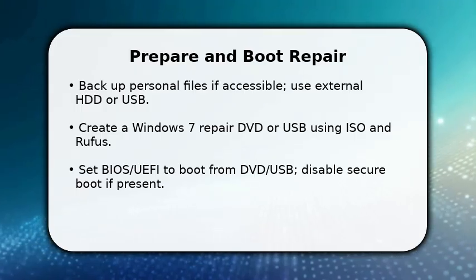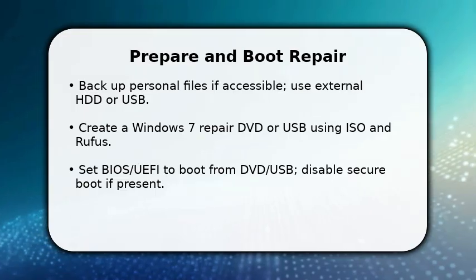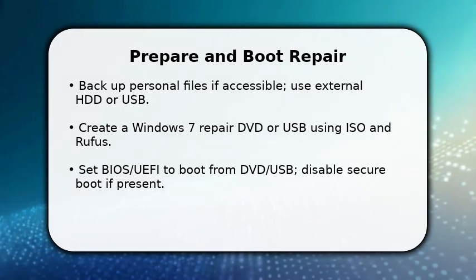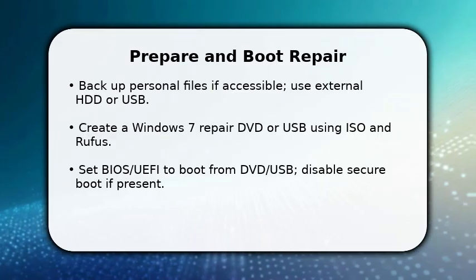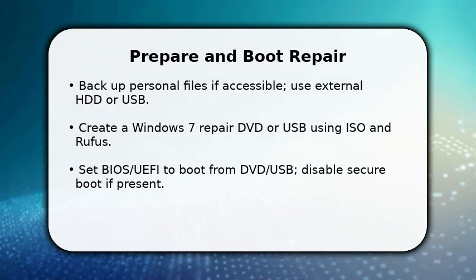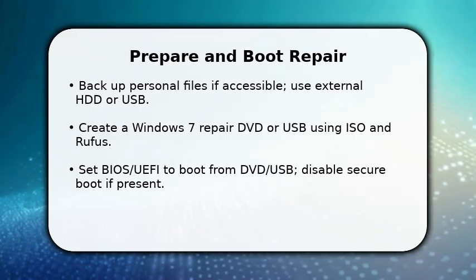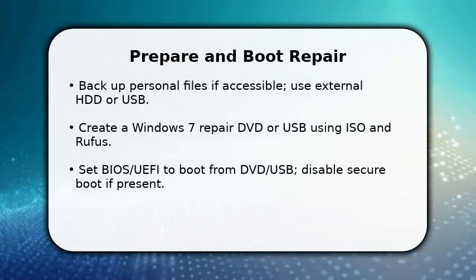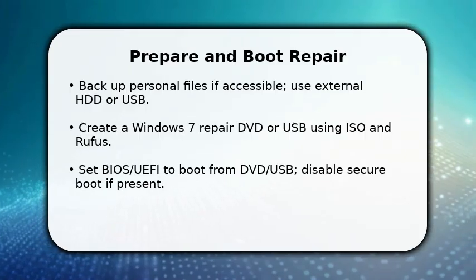You start by preparing the tools: a working PC to make a Windows 7 repair disk and an external drive for backups. Insert the repair DVD or USB and restart the target machine. Press the BIOS key to boot from your media. Once the installer loads, choose Repair Your Computer, not Install.